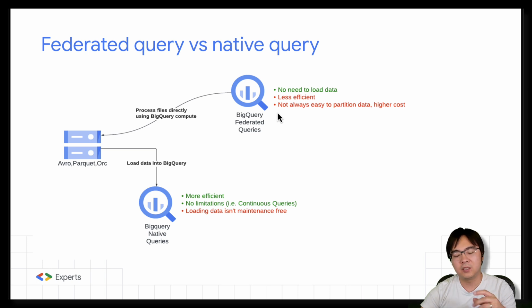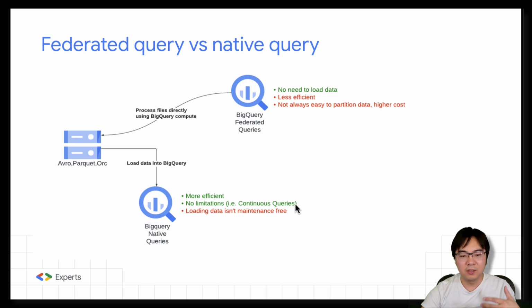And some of these, let's say if it's very hard to partition data and it's not exactly easy to use, then some of this could become showstoppers, right? Or it becomes extremely inconvenient to work with. Obviously, the other way is you can load data into BigQuery, right? In those cases, because this is now a native database table, it is more efficient, and there are no limitations either. So, such as if you want to use continuous queries, this one would support it, but those won't be supported in federated queries, right?